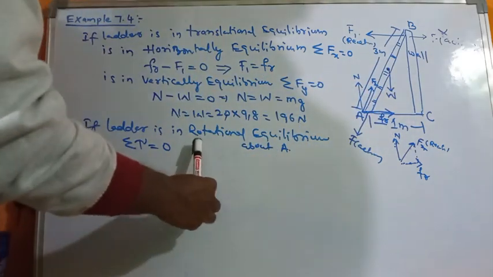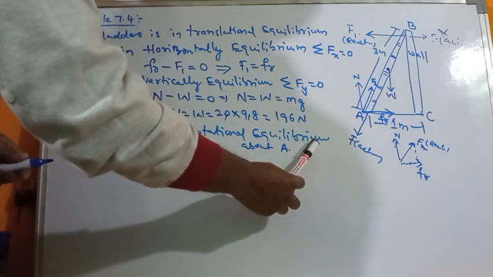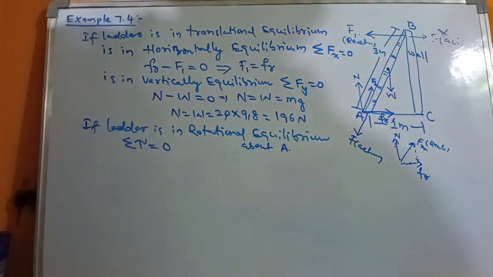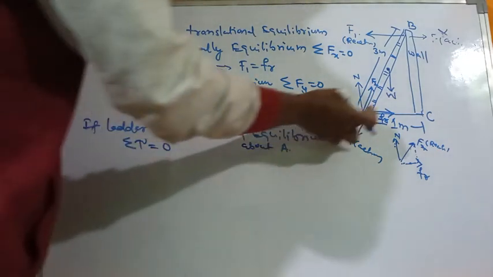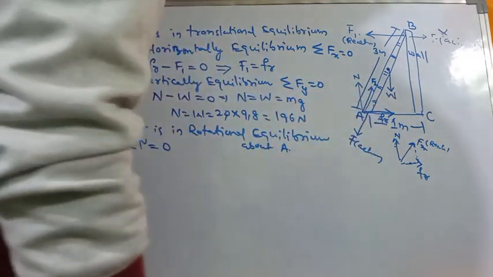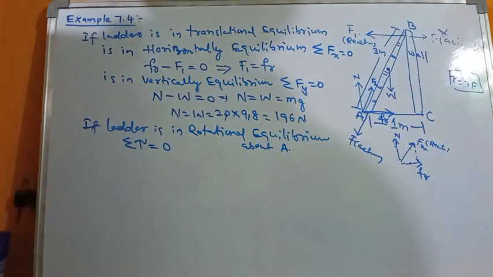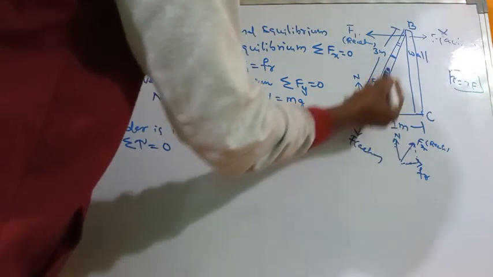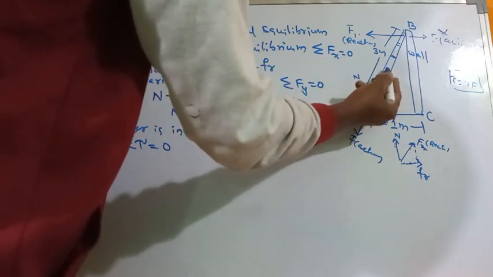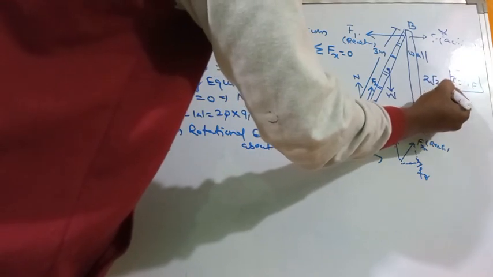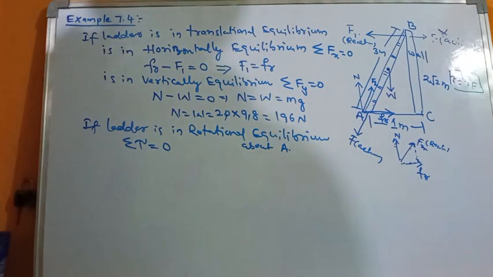But here we are talking about rotational equilibrium. If it is in rotational equilibrium, the sum of the torques is equal to 0. So if the sum of the torques is equal to 0 about A, then we have to apply torque. We all know that torque tau is equal to R cross F, if these two are at 90 degrees. This is 1 meter and the ladder is 3 meters. By using the Pythagoras theorem, we get this as 2 root 2 meters.